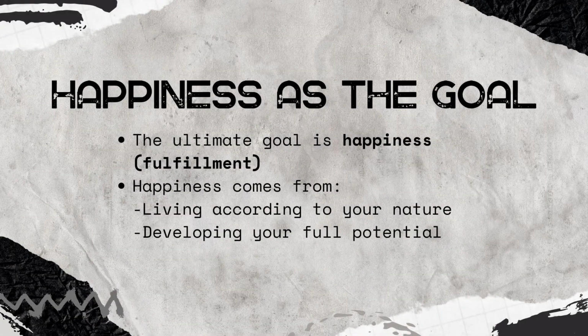Happiness as the goal. Aristotle taught that the ultimate goal of life is happiness, but not just simple happiness for fun or pleasure. True happiness means living a good and meaningful life, doing what is right, and becoming your best self. Example, helping someone in need can make you feel proud and fulfilled, not just happy for a moment. Achieving your goals through hard work gives lasting happiness, not temporary joy.